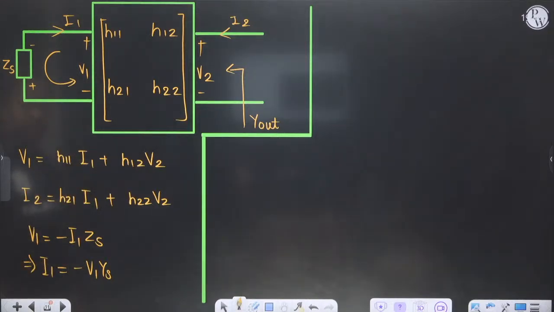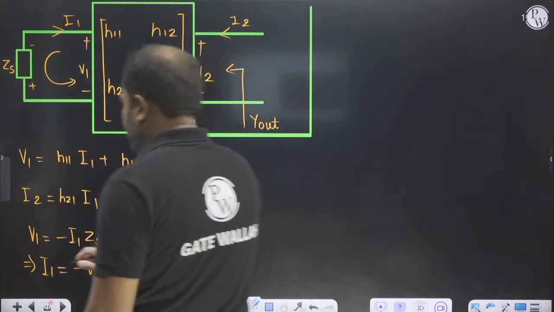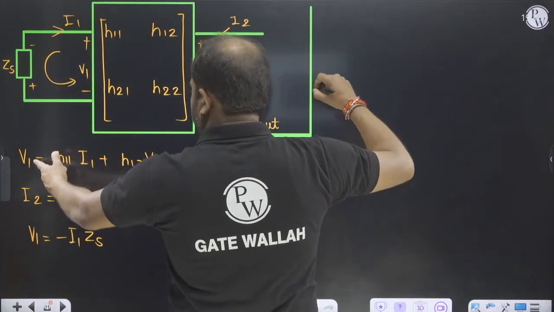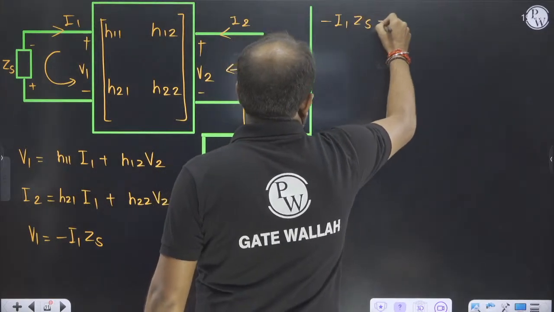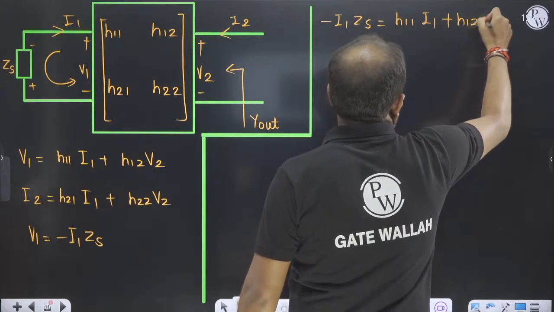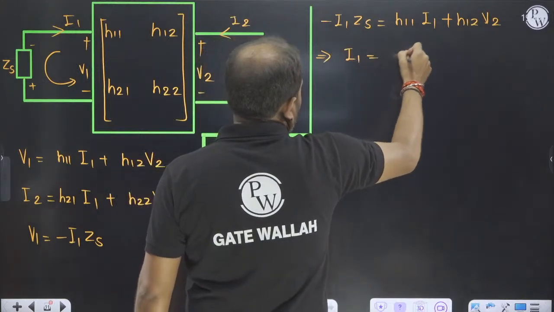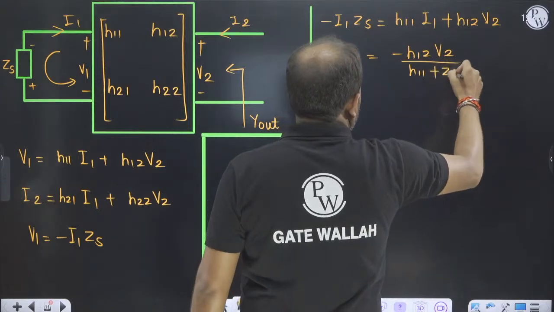So what are we going to find out? We are going to find I1 in terms of V2, so I will replace V1. So what will be the answer? V1 will be replaced, so it will be minus I1 into Zs is equal to H11 I1 plus H12 V2. So I1 will be equal to minus H12 V2 upon H11 plus ZS.